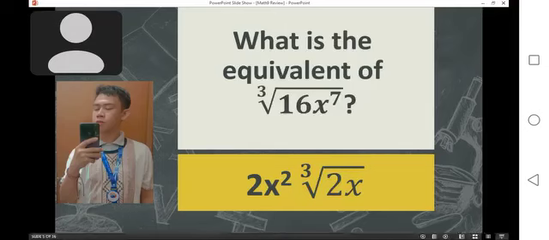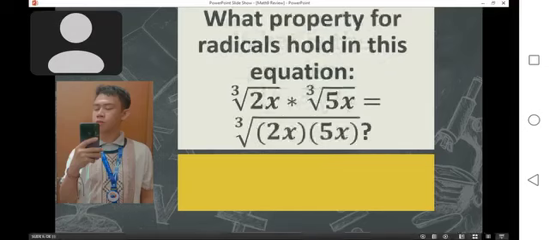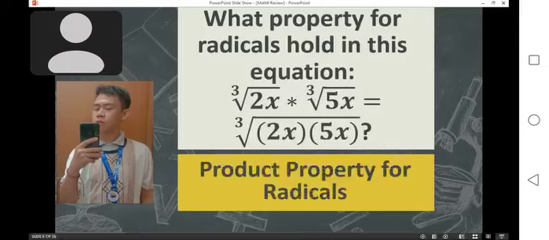Next, what property for radicals holds in this equation? Cube root of 2x times cube root of 5x is equal to the cube root of the product of 2x and 5x. So the operation here is multiplication, and the result for multiplication is product. So the correct answer is the product property for radicals.